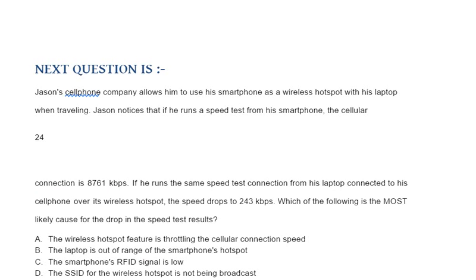Next question is, Jason's cell phone company allows him to use his smartphone as a wireless hotspot with his laptop when traveling. Jason notices that if he runs a speed test from his smartphone, the cellular connection is 8761 kbps. If he runs the same speed test from his laptop connected to his cell phone over its wireless hotspot, the speed drops to 243 kbps. Which of the following is the most likely cause for the drop in the speed test results?